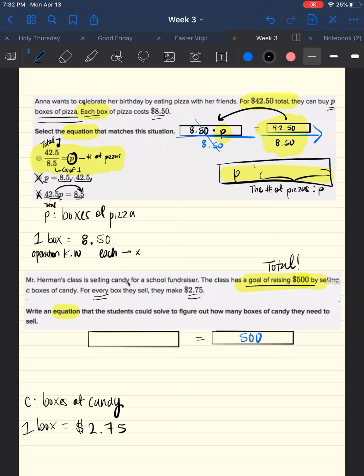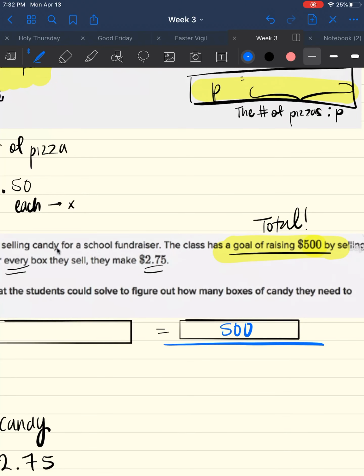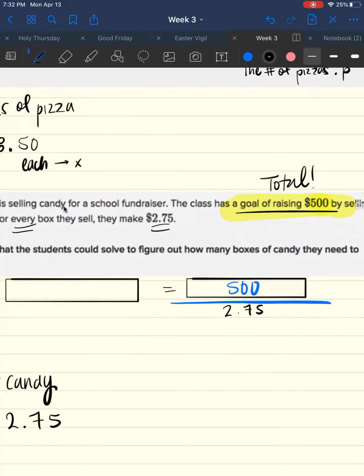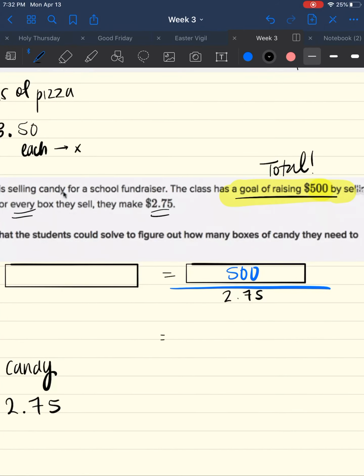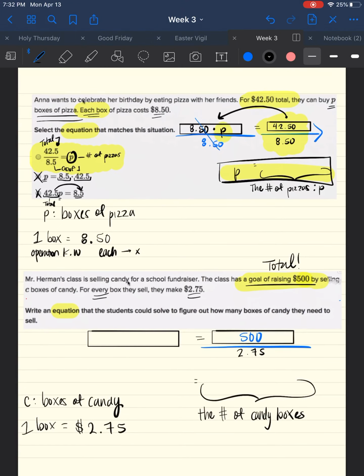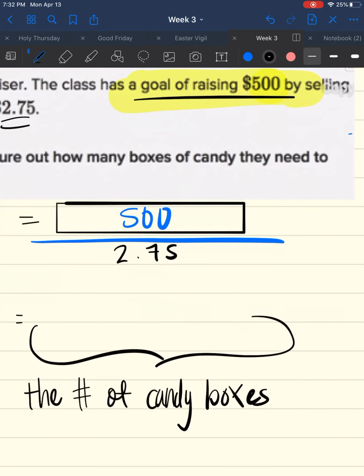Well, think about it. Naturally, what we want to do is take the goal and say, let me just divide that by 2.75. And then when I do that, that's going to tell me how many boxes of candy I need to sell to reach my goal. So this will tell me the number of candy boxes. Well, we know that that is represented by the variable C.